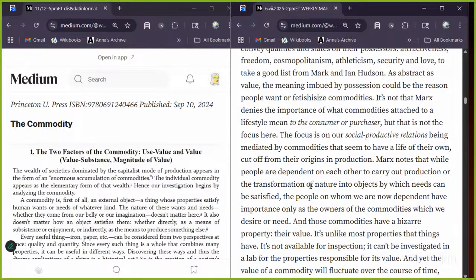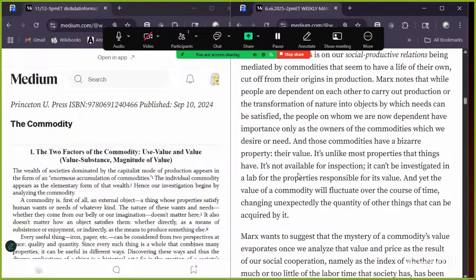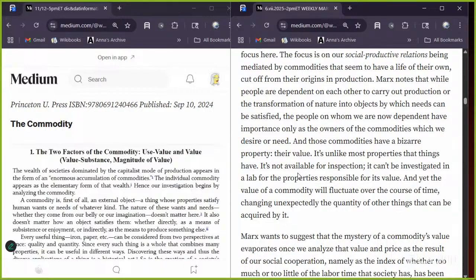And those commodities have a bizarre property, their value. It's unlike most properties that things have. It's not available for inspection. It can't be investigated in a lab for the properties responsible for its value. And yet, the value of a commodity will fluctuate over the course of time, changing unexpectedly the quantity of other things that can be acquired by it.